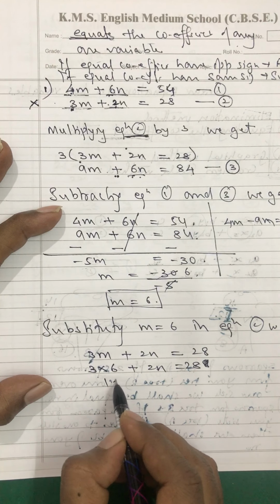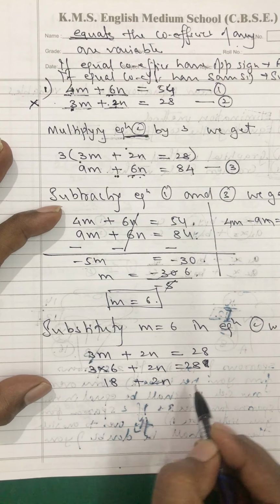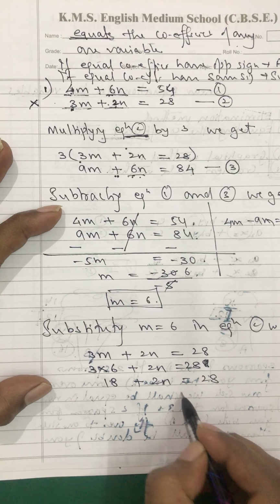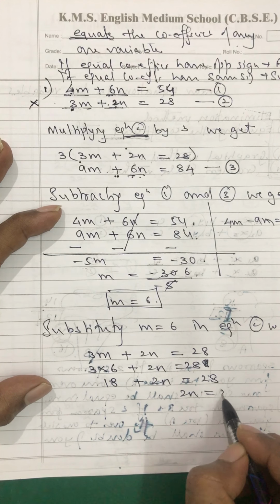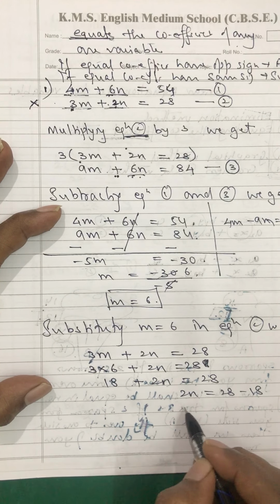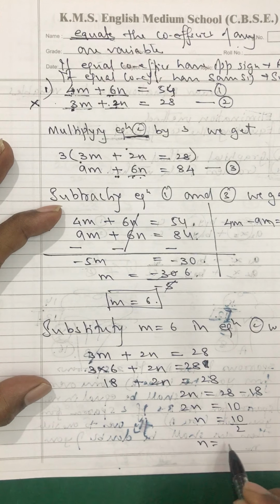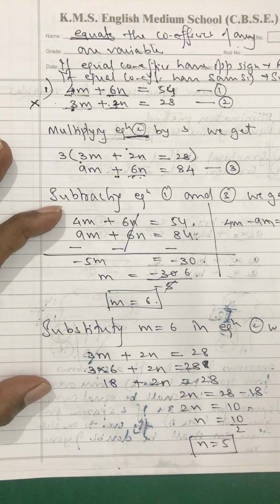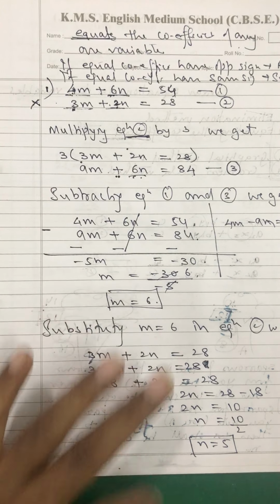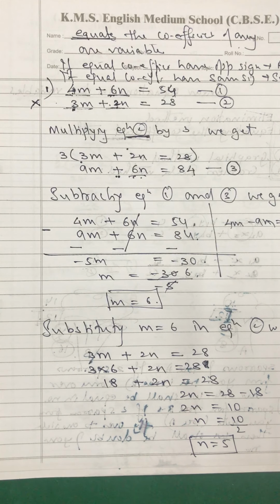So 3 6s are 18 plus 2n is equal to 28. 2n is equal to 28 minus 18. This will give you 10. 10 upon 2, n is equal to 5. So you have got m is equal to 6, n is equal to 5 as the solution of equations 1 and 2.